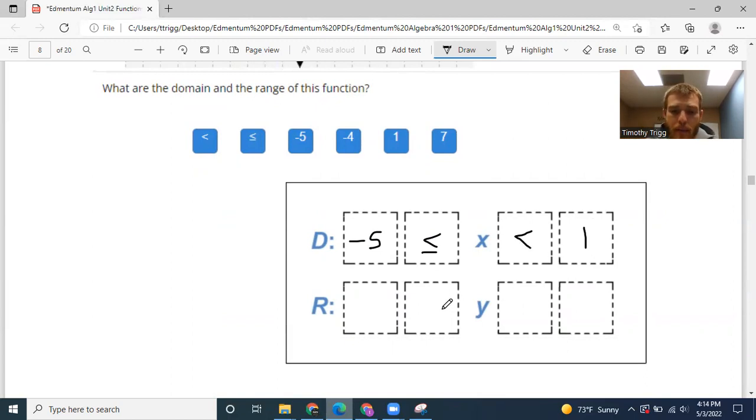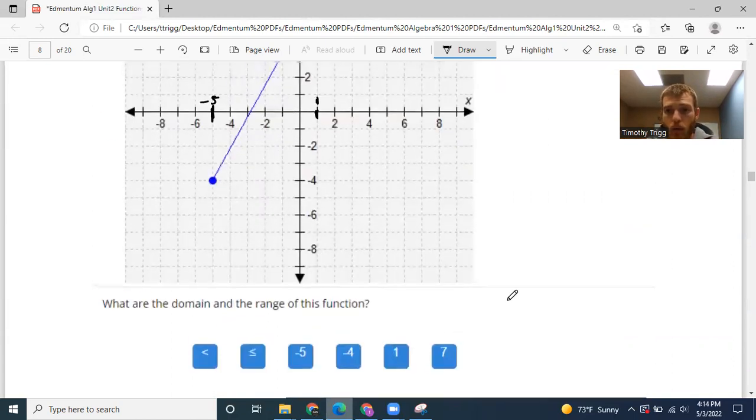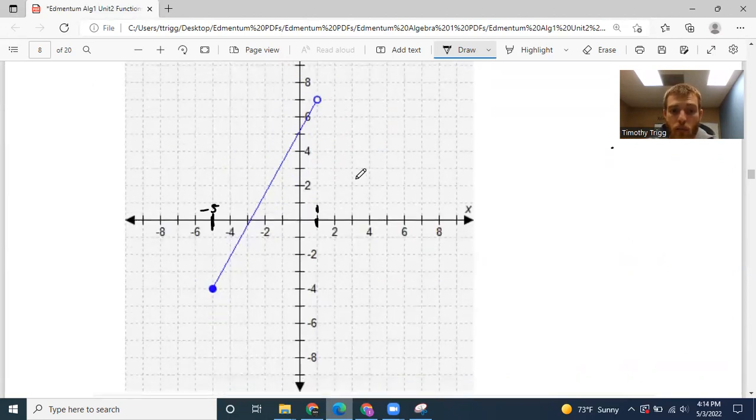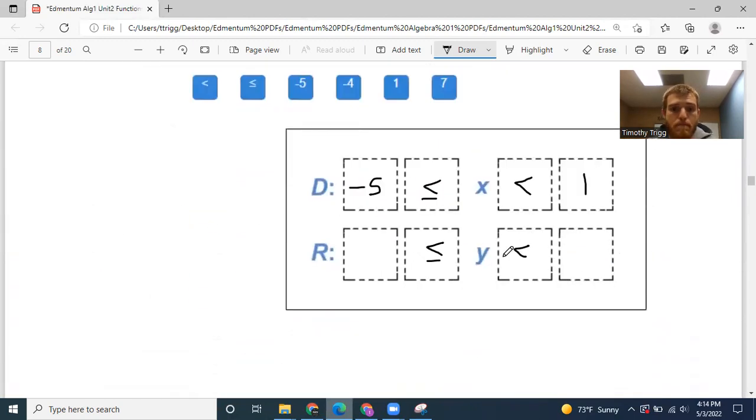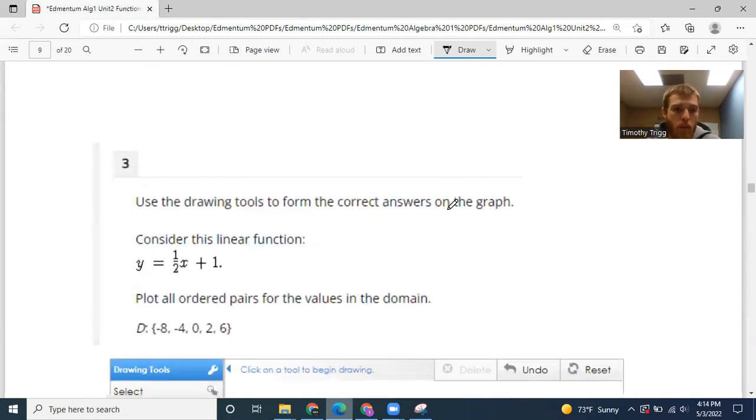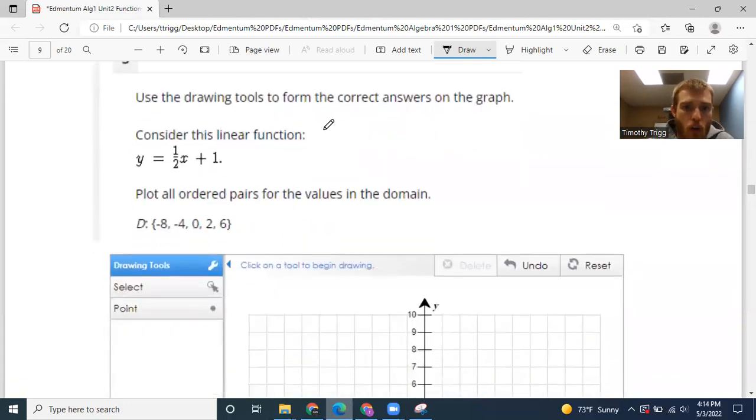Okay, so same idea with the range. We could see we're going to have a less than or equal to here and a less than here. Okay, so what's the lowest for the range? You look at the y values. So what's the lowest y value? What's the highest y value? Put them here. Yeah. Use the drawing tool.